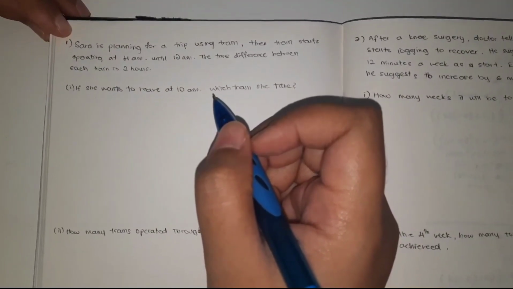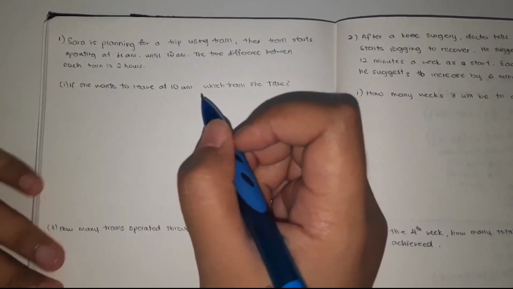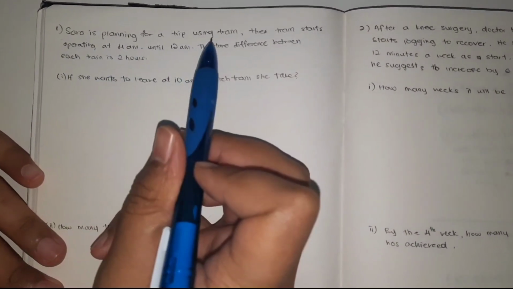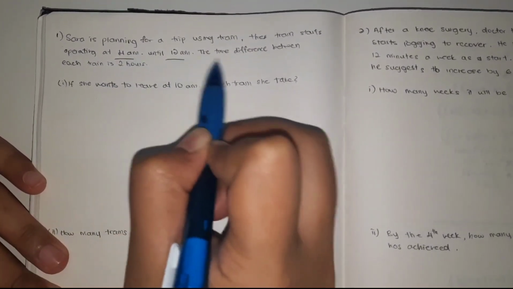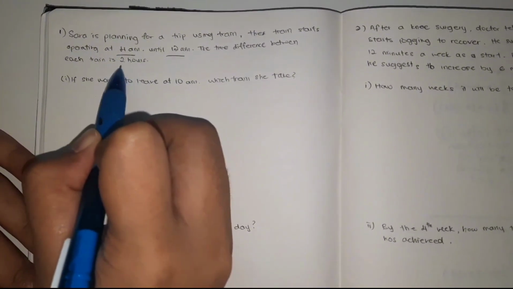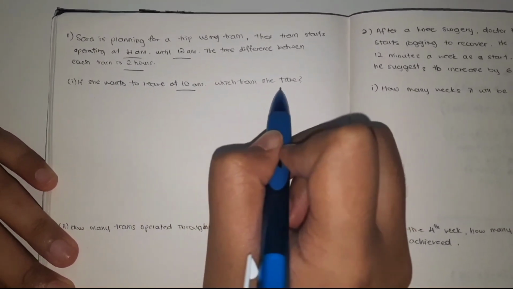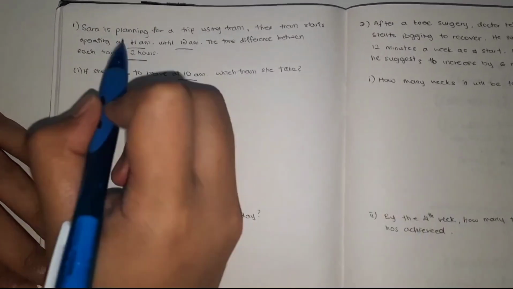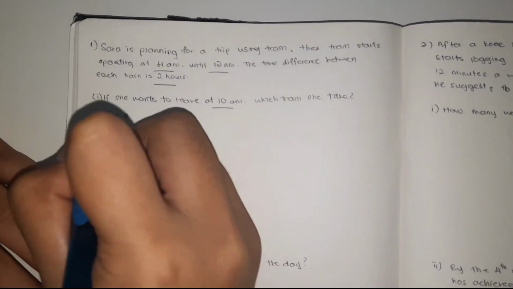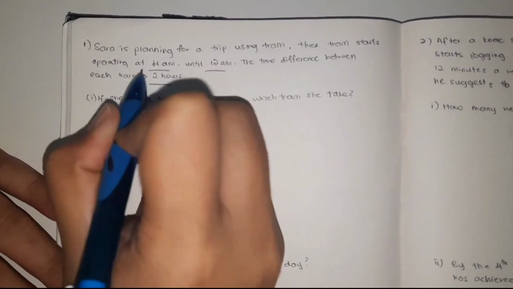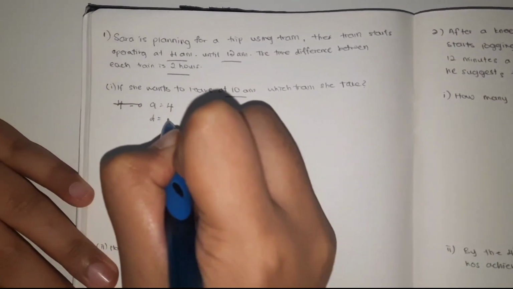So this is one example for an arithmetic sequence. The question is, Sarah is planning for a trip using the train. The train starts operating at 4 a.m. until 12 a.m. The time difference between the trains is 2 hours. So if she wants to leave at 10 a.m., which train should she take? Okay, so from here we can see that 4 a.m. is the first term. First term is 4 and the time difference between each train is 2 hours. So the D is 2.